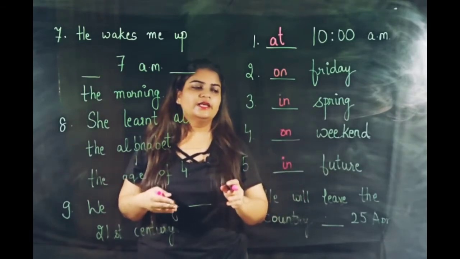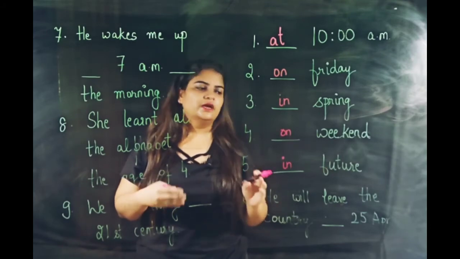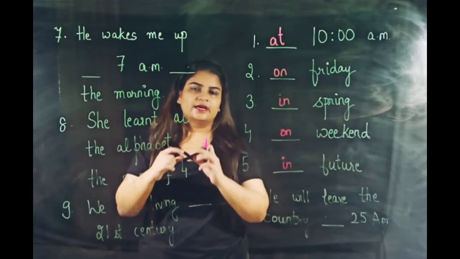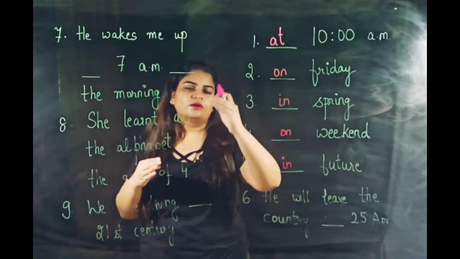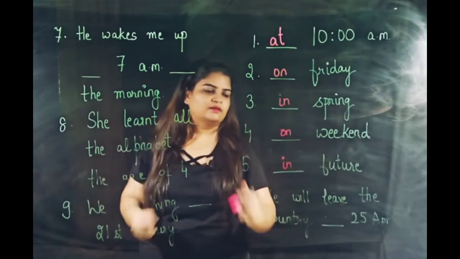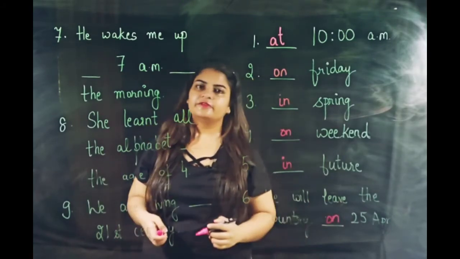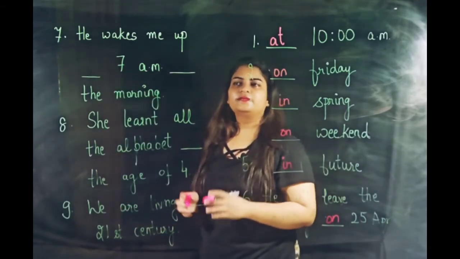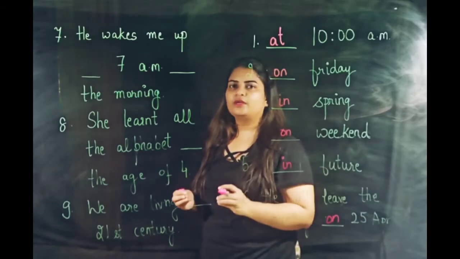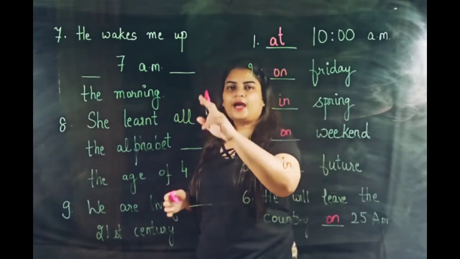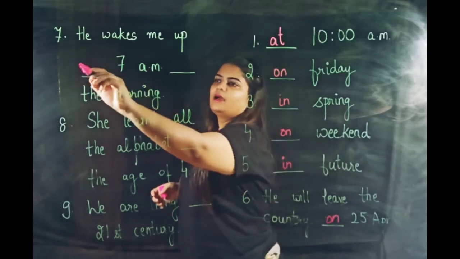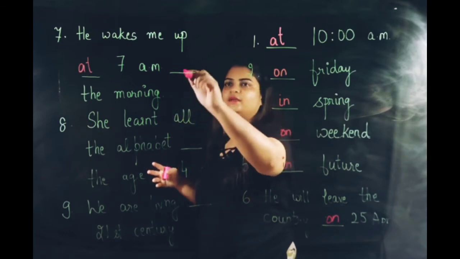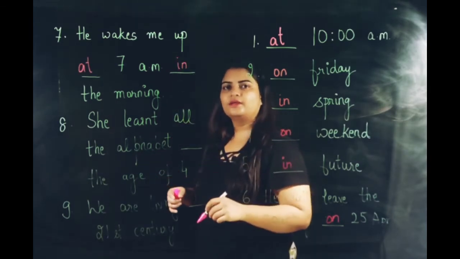Sixth. He will leave the country dash 25th April. Here we are talking about a date. So a date is again a full day, which is longer than at but smaller than in. So here it will be on 25th April. Coming to this, he wakes me up dash 7 am dash the morning. Now he wakes me up at a point of time, at 7 am, and when we are talking about the duration, the morning, it will be in the morning.